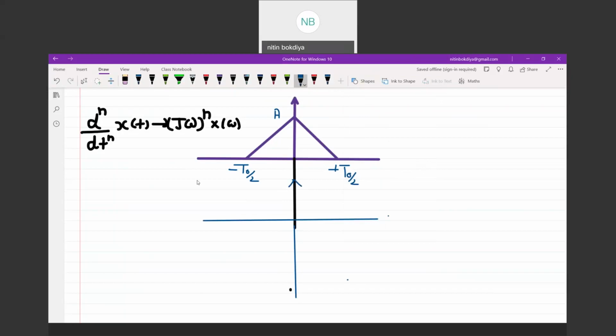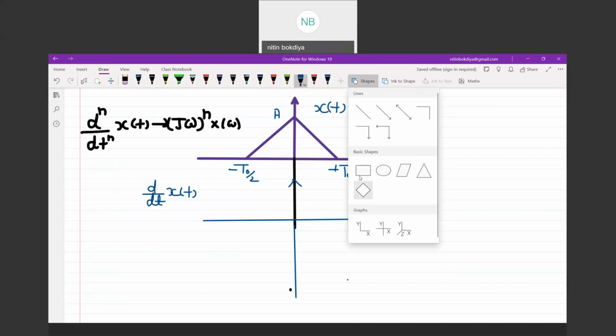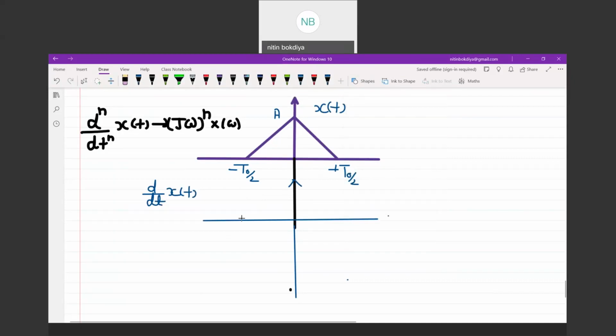Let's say I am drawing its first derivative, d by dt of x of t. So I am interested in d by dt of x of t. We need to draw the slope. So can I say the slope of this function is what? 2a by t. So I am drawing just 2a by t here. And the slope of this function is minus 2a by t. So I can say this is 2a by t. This is minus 2a by t.